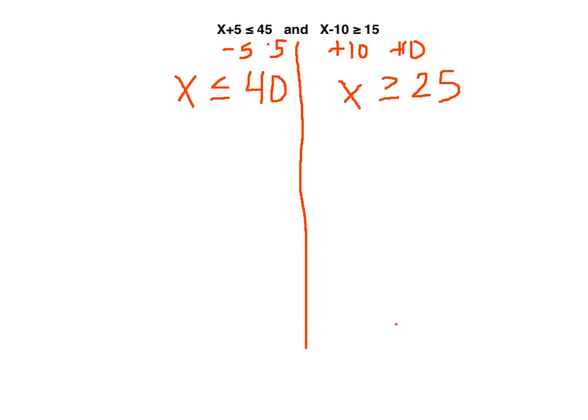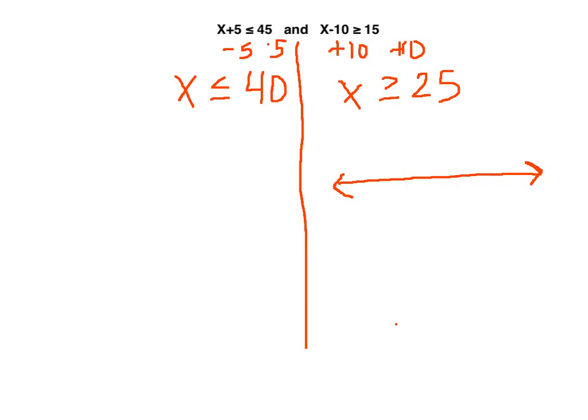Then I realized that with this compound inequality, it is true whenever x is less than or equal to 40 and x is greater than or equal to 25. And since it's an "and", it indicates that the graph somewhere will overlap. So keep that in mind as we're working through this. So the next step is going to be to graph these. So we can make our graph here.